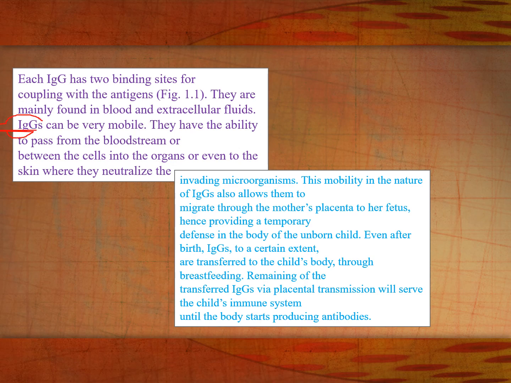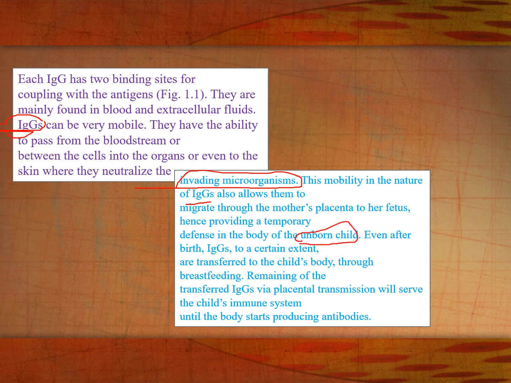IgGs can be very mobile. They have the ability to pass from the bloodstream or between the cells into the organs, even the skin, where they neutralize the invading microorganisms. This mobility in the nature of IgG also allows them to migrate through the mother's placenta to her fetus, hence providing temporary defense in the body of the unborn child.